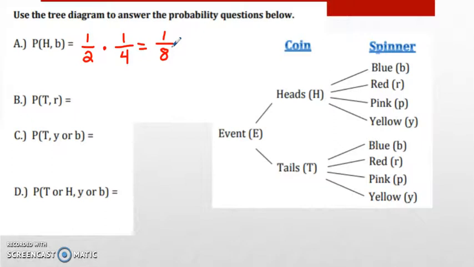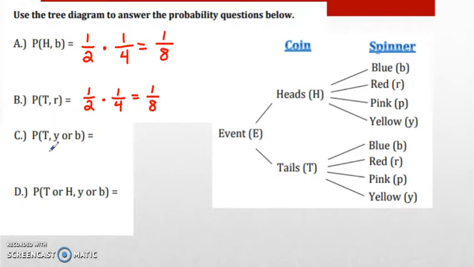The probability of getting a tails and a red will be the same thing. We have 1/2 for the tails. There is 1 red out of 4 total spaces on the spinner. That gives us a total probability of 1/8.